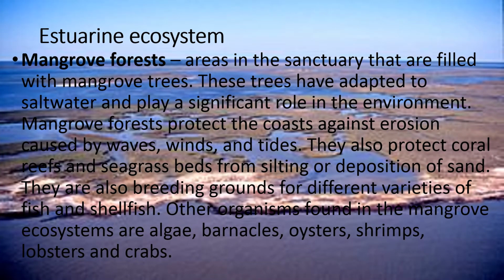Another type of estuarine ecosystem are the mangrove forests. These are areas in the estuary that are filled with mangrove trees. These trees are adapted to salt water and play a significant role in the environment. Mangrove forests protect the coasts against the erosion caused by waves, winds, and tides. They also protect coral reefs and seagrass beds from silting and deposition of sand. They are also breeding grounds for different varieties of fish and shellfish. Other organisms found in the mangrove ecosystems are algae, barnacles, oysters, shrimps, lobsters, and crabs.